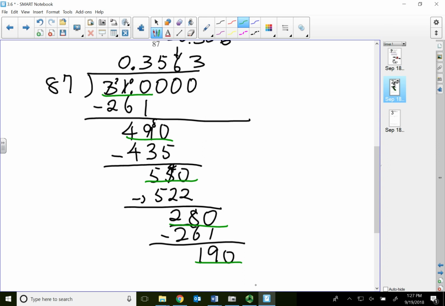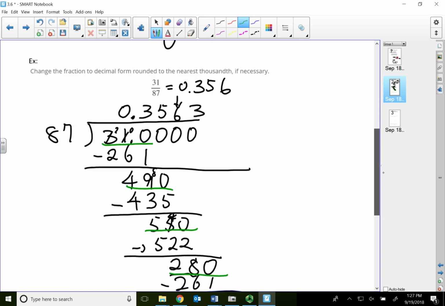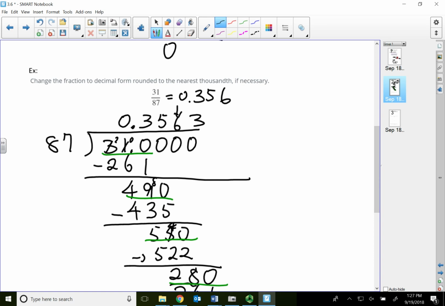Once I finish subtracting, eventually I will begin to repeat myself with the 310, 490, 550. So that's the repeating pattern sometimes when we're dividing fractions. For example, a very simple fraction would be 1/3, 1 divided by 3.